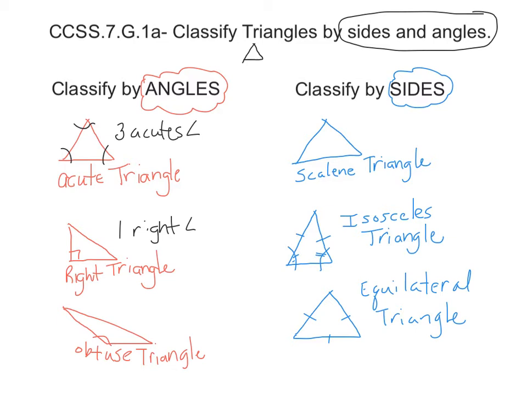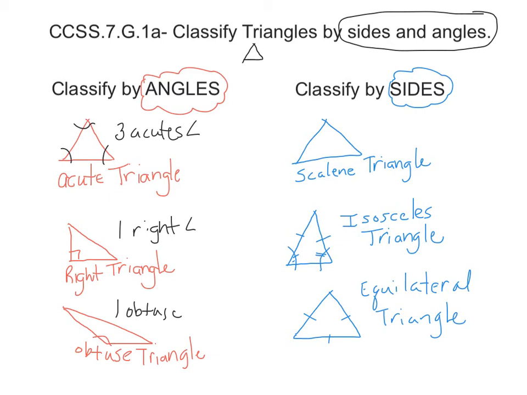And if we look at the last type of angles, it's obtuse, and it has 1 obtuse angle inside that triangle. And so if by angles, it is 3 acute angles, or 1 right angle, or 1 obtuse angle. Now, if you want to classify it by sides, you're looking at the length of the sides.